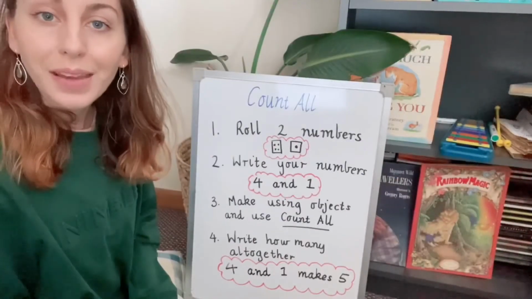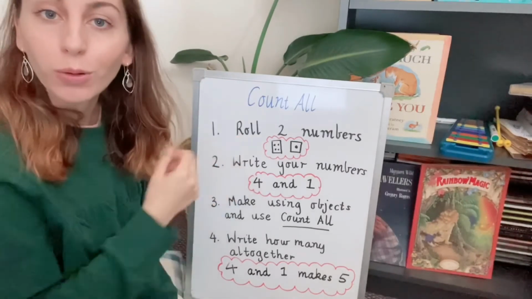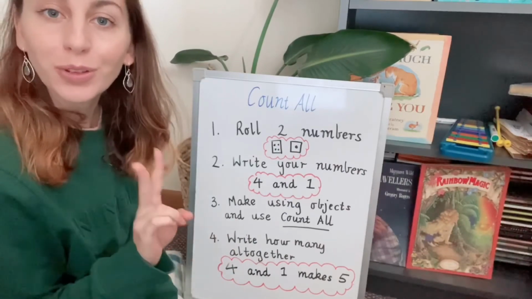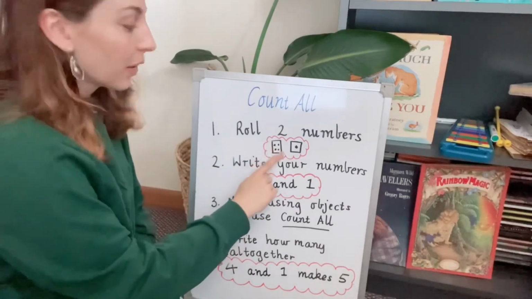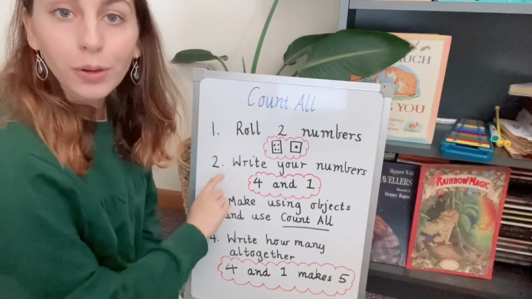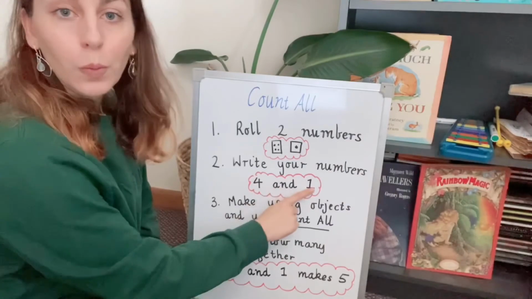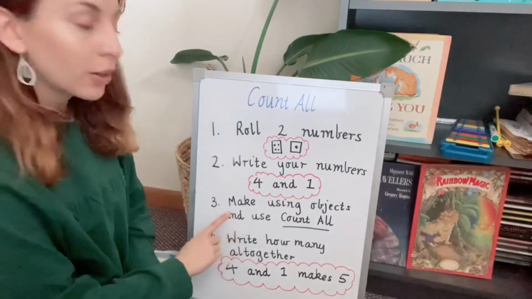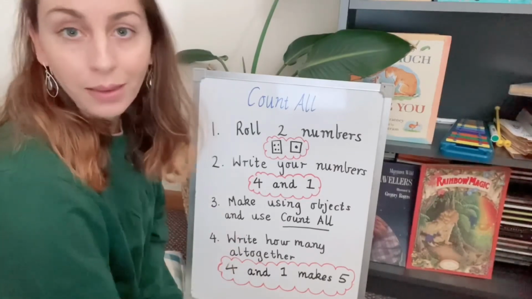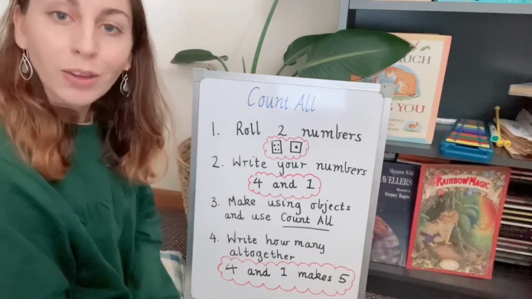So here are your steps for today. First, roll 2 numbers. You might use real dice or a digital dice, either one. Roll 2 numbers. I've got a 4 and a 1. Then you write the numbers in your book or on a piece of paper. So I would write 4 and 1. After that, you use objects around your house to make your numbers. So you might use texters to make 4 and 1. Up to you what objects you use.